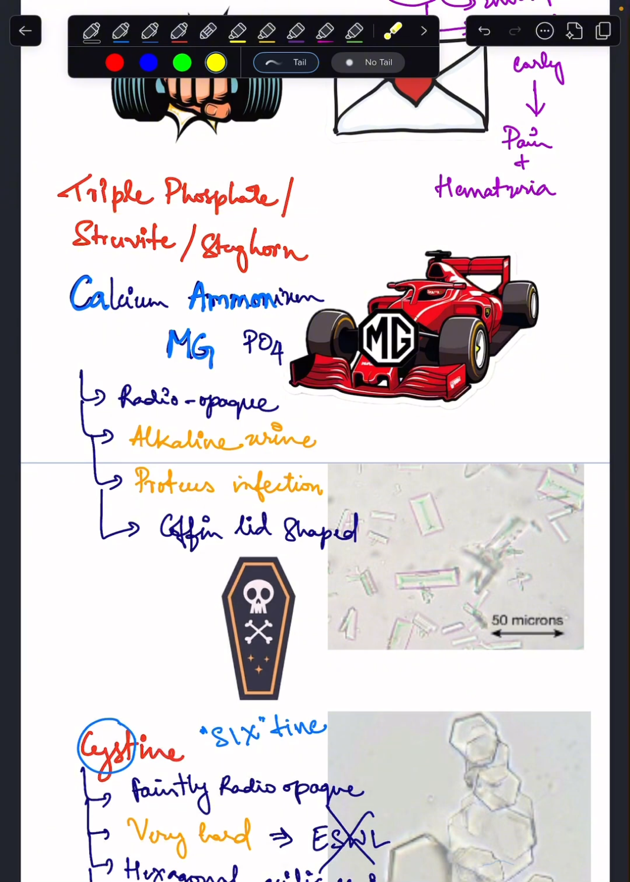And again, Formula 1 is a deadly sport. A small mishap will make the driver end in a coffin, which denotes coffin lid shaped stones, which is the appearance of these triple phosphate stones.